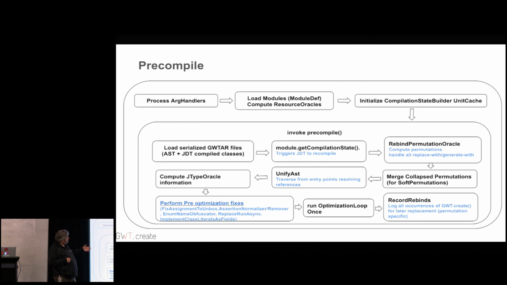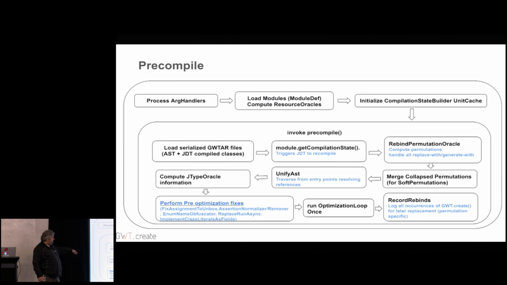And during this phase, whenever you traverse a method that has, for example, a GWT create, that's where we run the generator and mark that place as being provided by some rebinds. Once the generator runs and produces code, the code gets compiled and gets, again, unified. And at the end of all that, we get a huge AST representing the Java program.